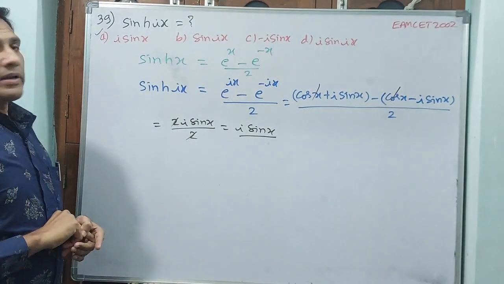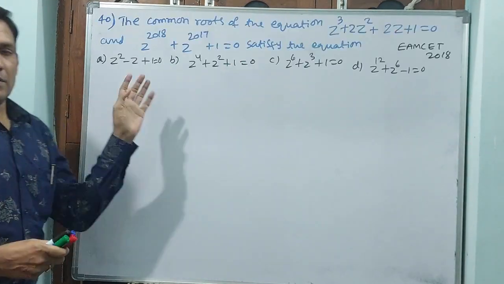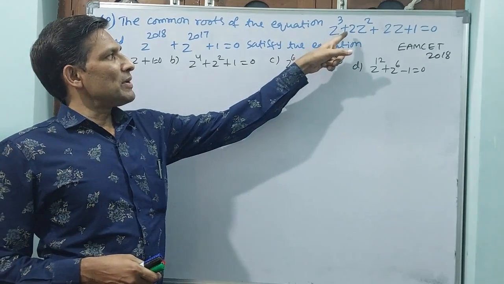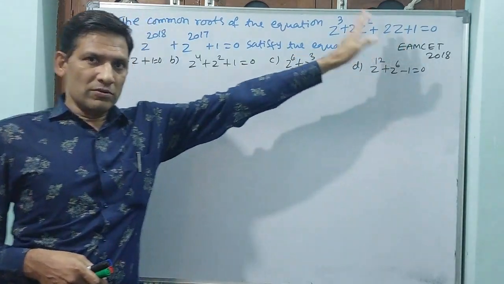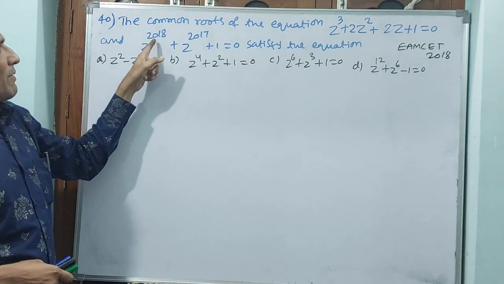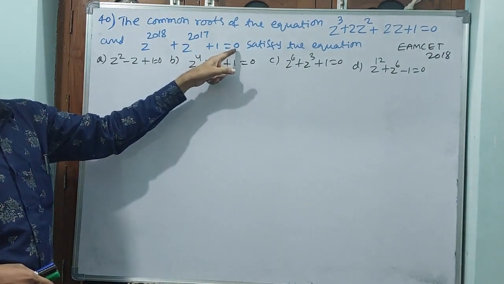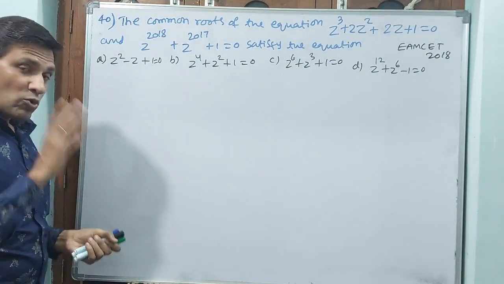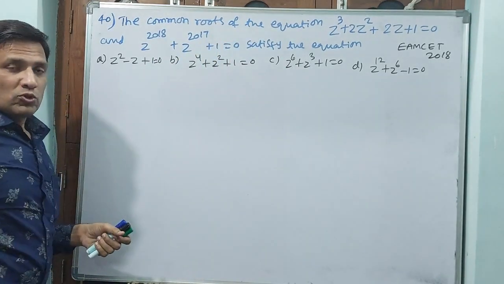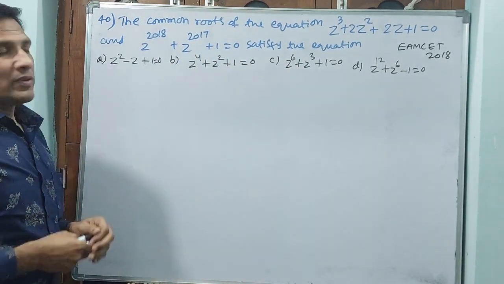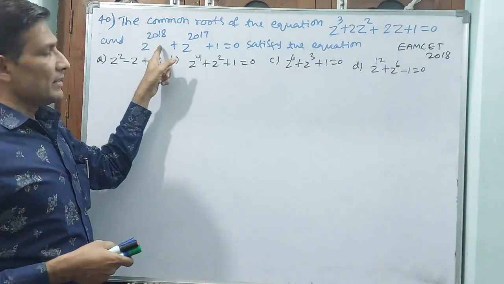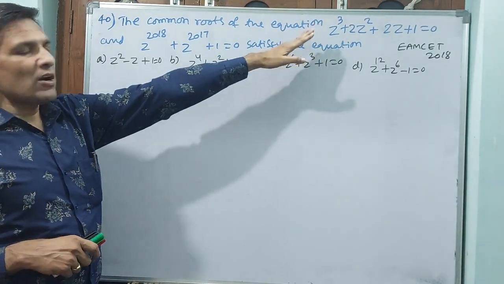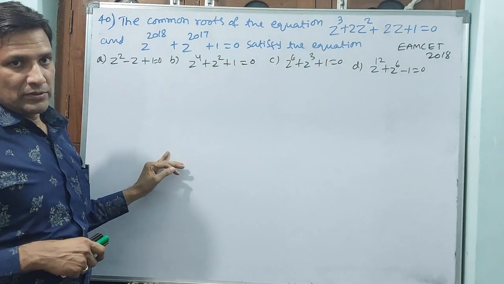Take this, we will go for the last question, 40th question. See question number 40. The common roots of the equation z cube plus 2z square plus 2z plus 1 equal to 0, that is the equation, and z power 2018 plus z power 2017 plus 1 equal to 0. See, both are equations, so roots will come from here also, common roots. Common roots means the root which has come here also satisfies here, then that is going to be called a common root. Here, say 2-3 roots have come, only 1 or 2 roots satisfied means only 1 or 2 roots are common roots. Okay?